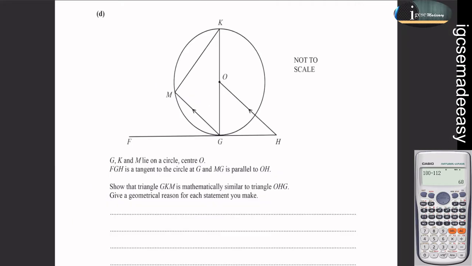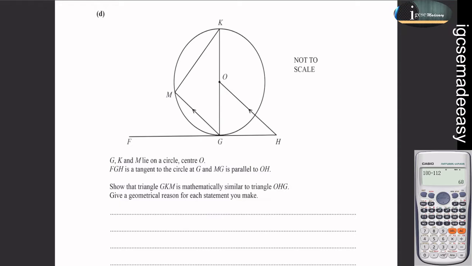So part D, question number 6, part D only. Here in this question, GKM lies on the circle with center O. FGH is a tangent to the circle. MG is parallel to OH. Show that the triangle GKM is mathematically similar to OHG. Give the reason for your statement.